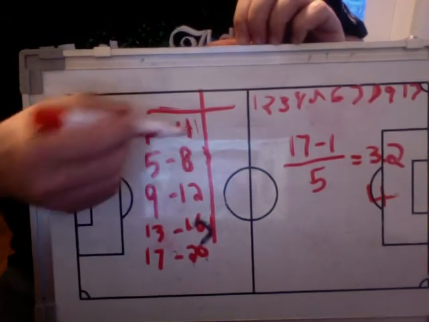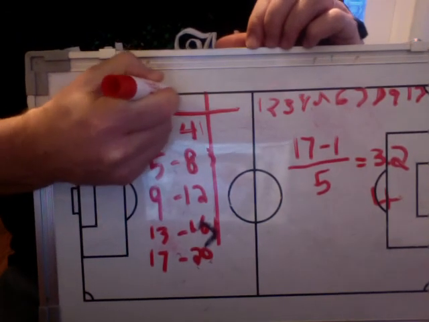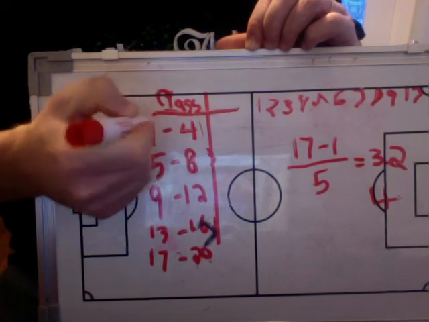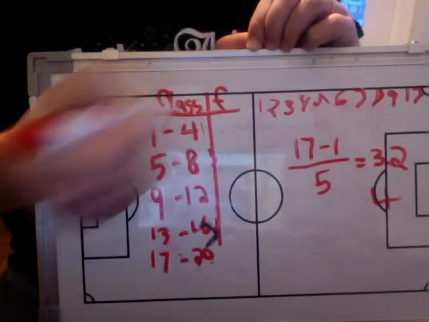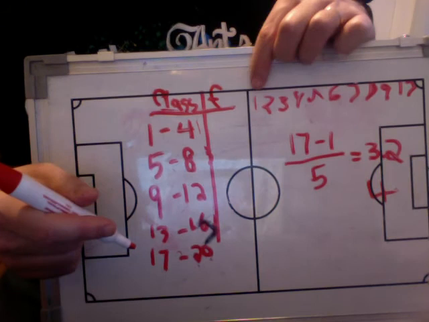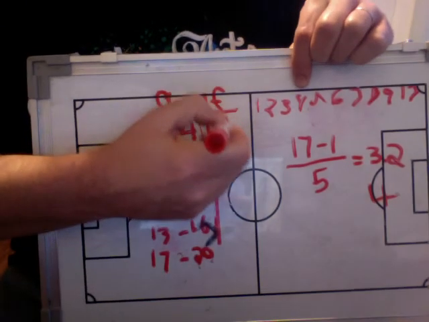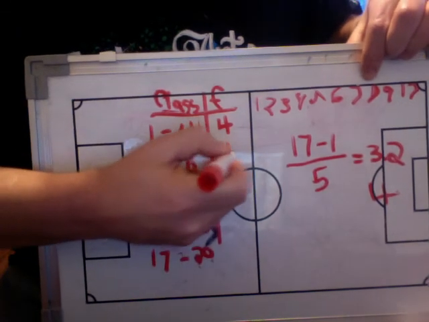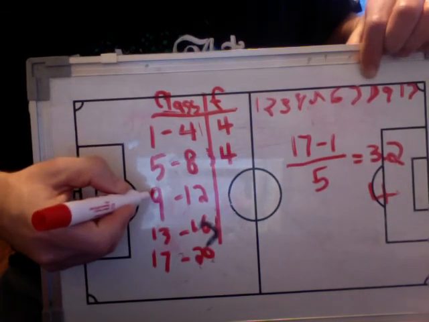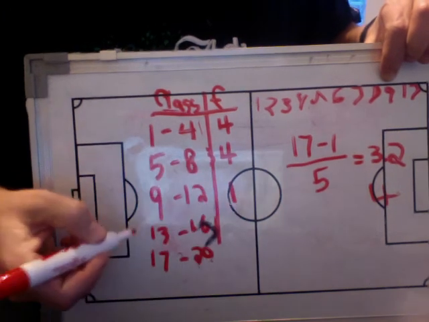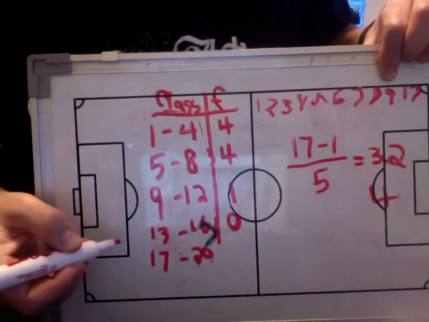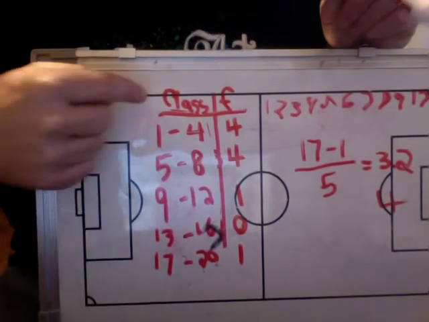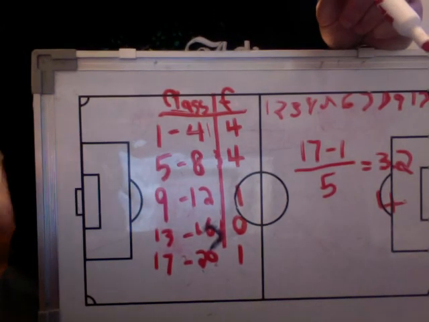Now I do a little tally. So this is my class, CL. I'm trying to write upside down again. So here's my class, and then this is my frequency, and I just use F to indicate frequency. So 1, 2, 3, and 4, there's 4 of them that go in there. 5, 6, 7, 8, there's 4 of them that go in there. And then 9 goes in there. There's none for 13 to 16, and there's 1 for 17 to 20. That right there is our frequency distribution.